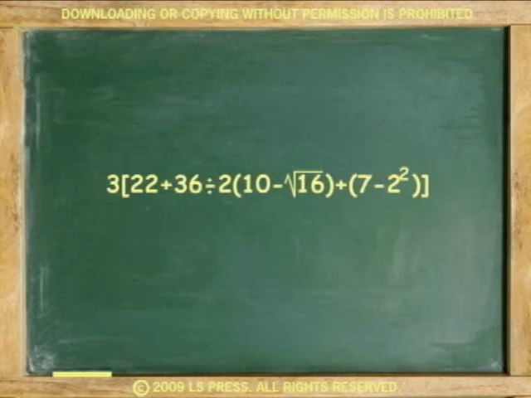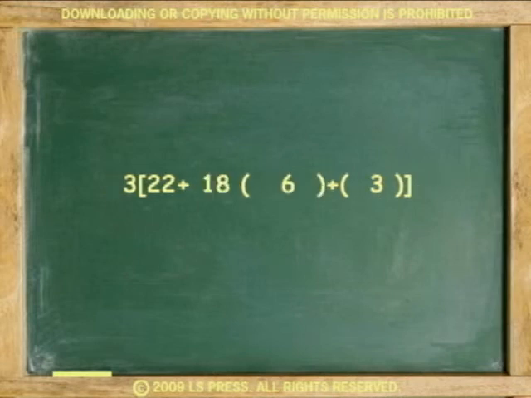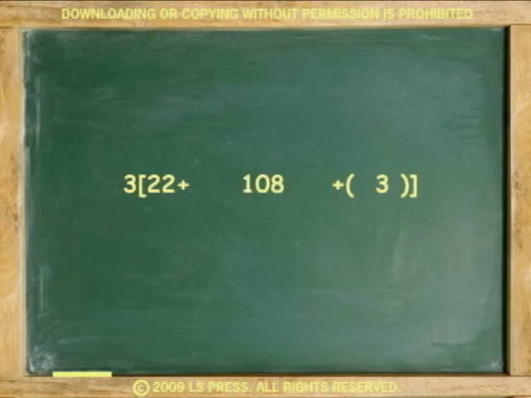One last example. Here, do square root and exponent first. Square root of 16 is 4, and 2 squared is 4. Next, eliminate parentheses. 10 minus 4 is 6, and 7 minus 4 is 3. Divide 36 by 2 to get 18, and multiply 18 by 6 to get 108.